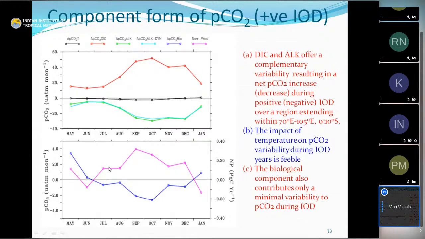And if you look at the biological induced component, this is the biological blue component. The biologically induced decrease of pCO2 is around minus 2 microatmospheres only, but these amplitudes are much greater. That means the DIC and alkalinity dynamics is dominating the carbon variability by the IOD in the Southeast Tropical Indian Ocean. So the impact of temperature on pCO2 variability during an IOD year is feasible.